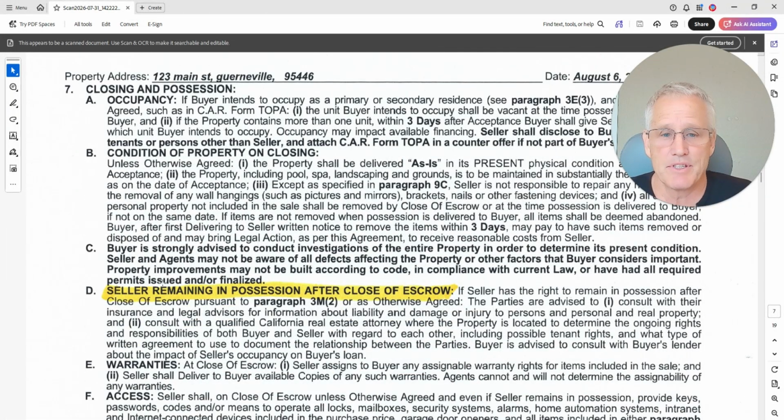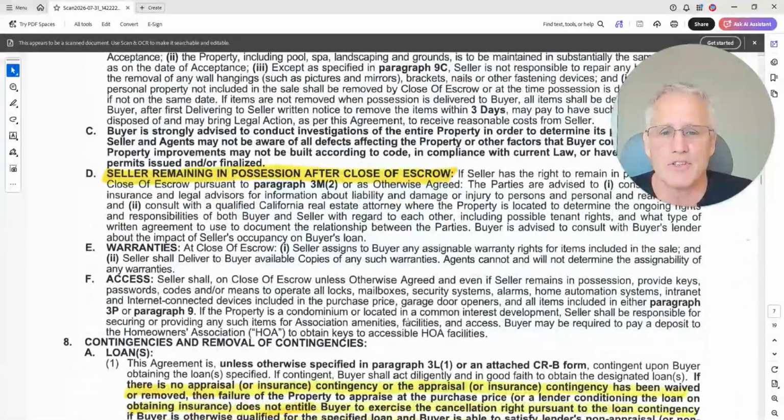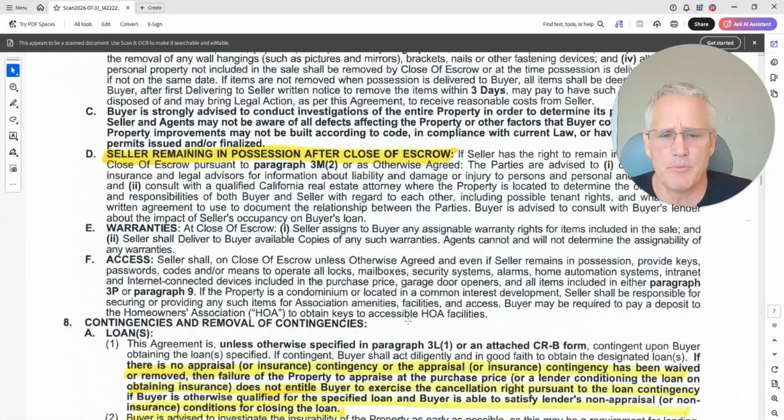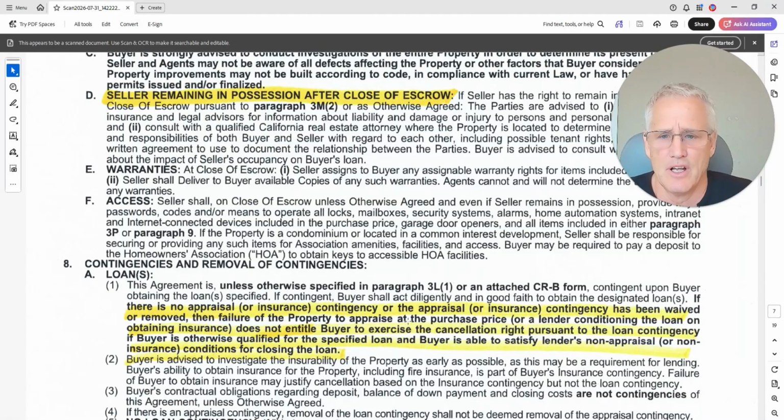Seller remaining in possession after close of escrow. That starts to talk about if the seller has the right to remain in possession after close of escrow, that there's a form that needs to be filled out, and it gives more details about who has what responsibility and what that's going to look like. So this has really been thought out. It's really good because it covers a lot of the details, like loans.